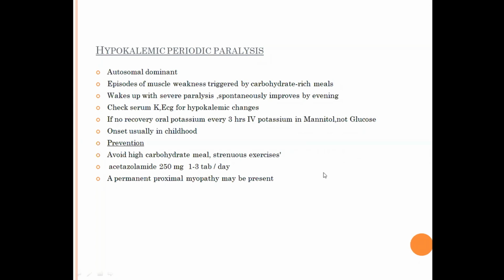Now, how do we prevent recurrent episodes? The patient says every month he gets about 2 episodes. Okay, don't go to the 5-star hotel or a marriage meal and then eat heavily and heartily. Avoid strenuous exercise. Acetazolamide, 250 mg, 1 to 3 tablets per day, may be given in those patients who have frequent episodes.